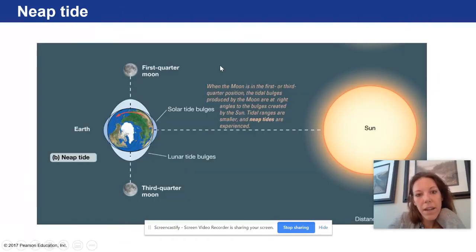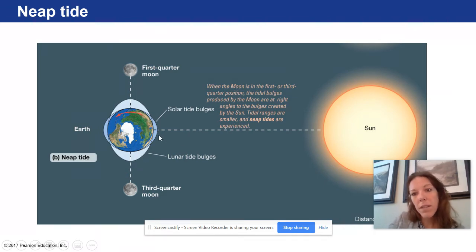So if we look at this diagram here, you can see that we actually have two tidal bulges. We have the lunar tidal bulge, which is due to the gravitational pull of the moon. And then we have the solar tidal bulge, which is due to the gravitational pull of the sun. You can see that the solar one is smaller because it has less of an impact. Again, the moon's closer, it has a stronger gravitational pull. So the lunar tidal bulge is going to be larger because the moon has more impact on our tides.